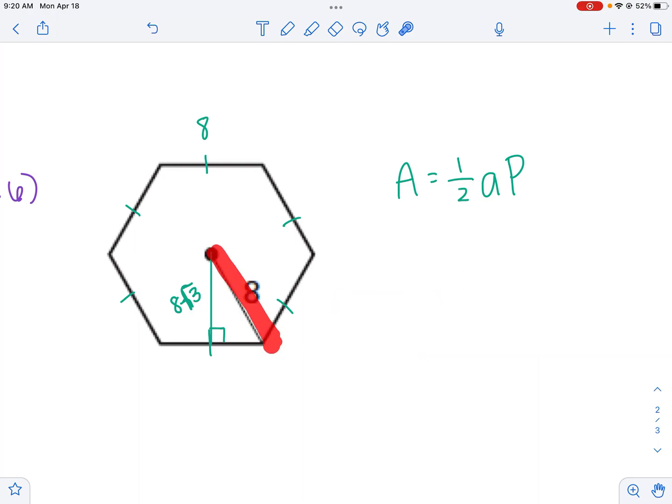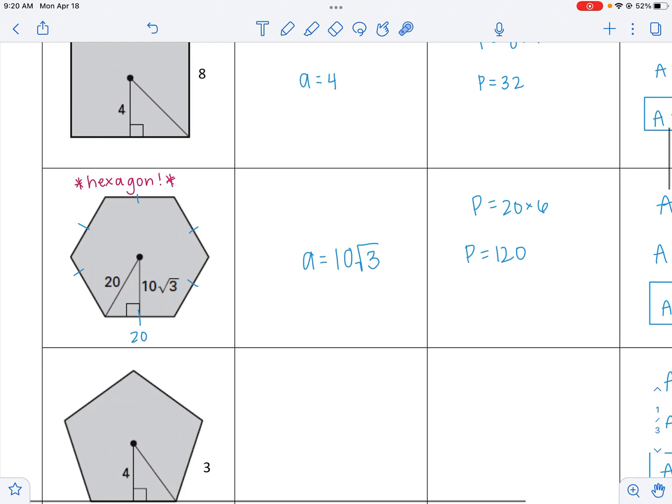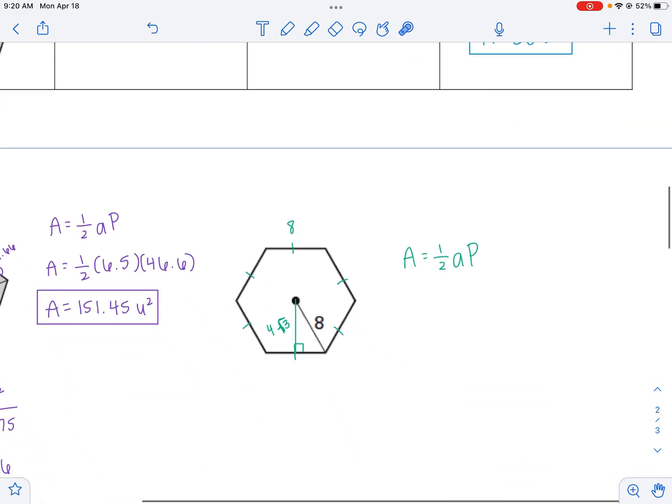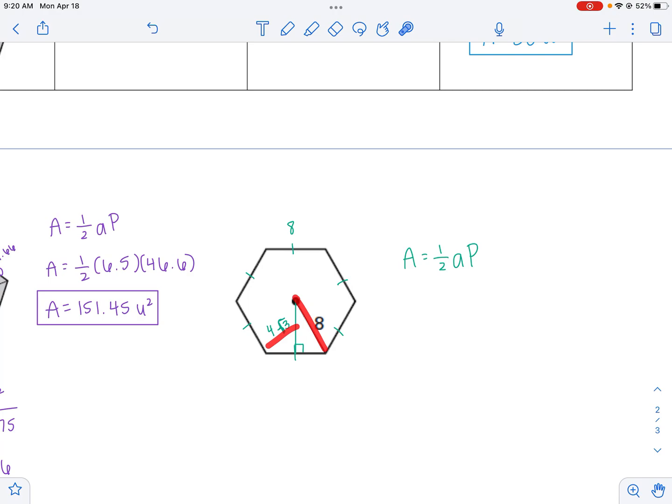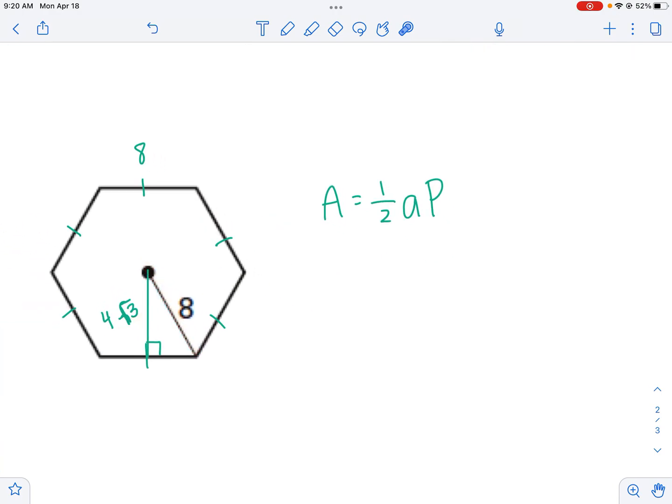Or if we just remember that if that side is 8, then this side should be 4 root 3. So we half it. Going back, if this is 20, then that would be 10 root 3. So if this is 8, it would be half, which would be 4 root 3. And once I've done that, now I have enough information to find the area. So area equals 1/2. The apothem was 4 root 3. I used that shortcut. And the perimeter is not 8, but it's 8 times 6 because it's a hexagon. So 8 times 6, or if I added all the sides, that would be 48.